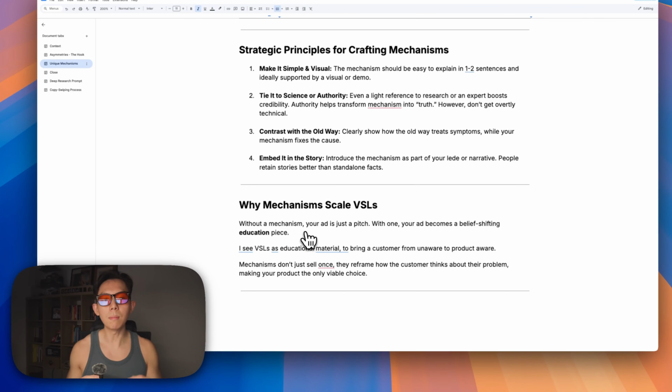The reason why mechanisms scale VSLs is because without a mechanism, your ad is just a pitch, right? So once they go past the hook and lead, if they don't find your mechanisms believable, it just sounds like a pitch. They're not going to buy the product and your conversions will suffer.